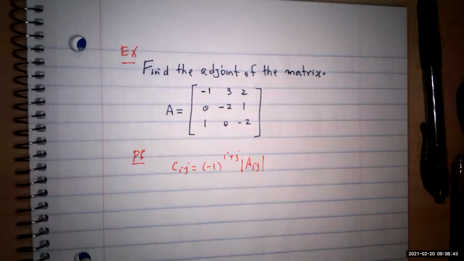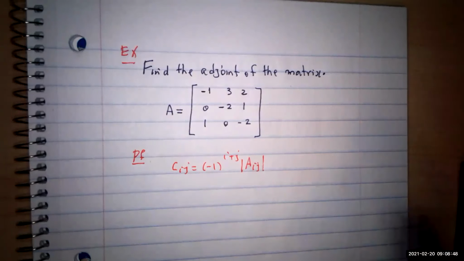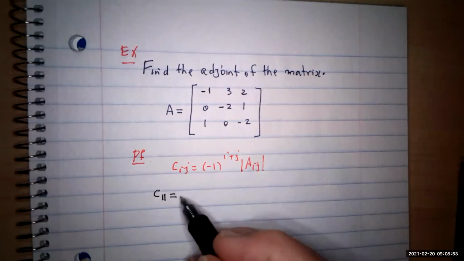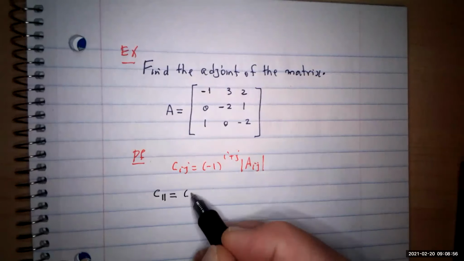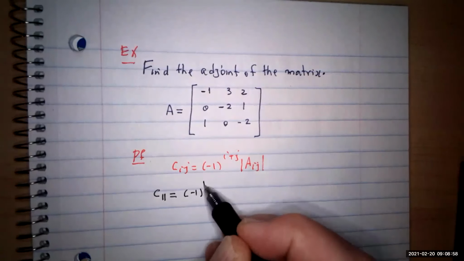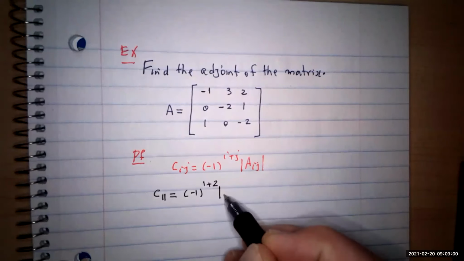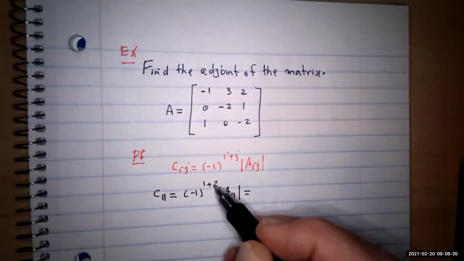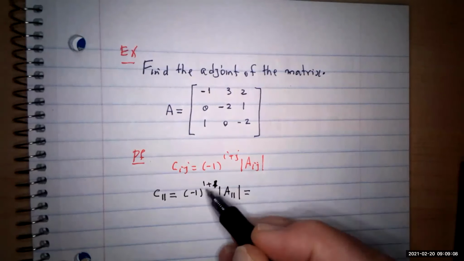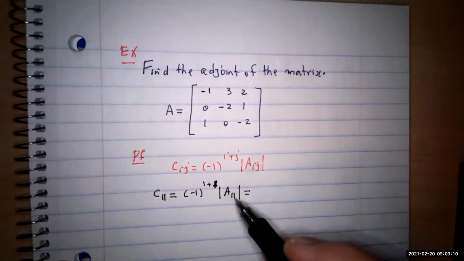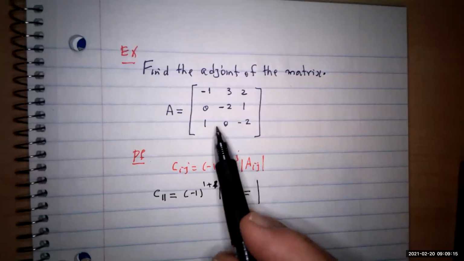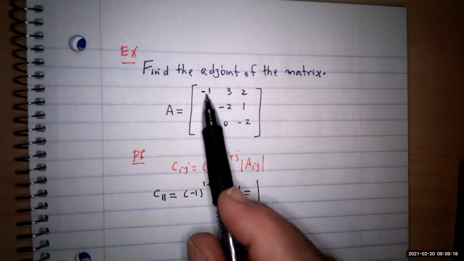We are going to have C11, C12, etc. So, getting C11, it's going to be (-1) to the 1 plus 1, which is going to be 2, and the matrix is going to be A11. And you know that the matrix A11 would be what? When you eliminate the first row and the first column.